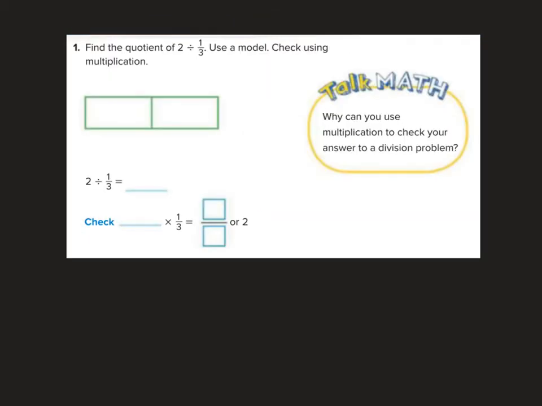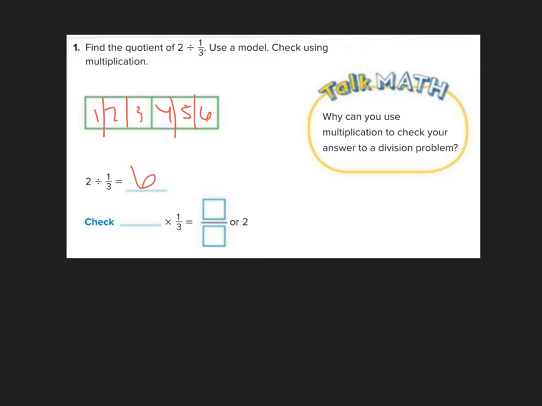Find the quotient. Quotient means division, right? Of 2 divided by 1/3 using the model. So I'm going to cut each piece into thirds. Okay, so if I'm taking 2 and dividing it into 1/3 pieces, how many third pieces do I have? 1, 2, 3, 4, 5, 6. I have 6 one-third pieces.